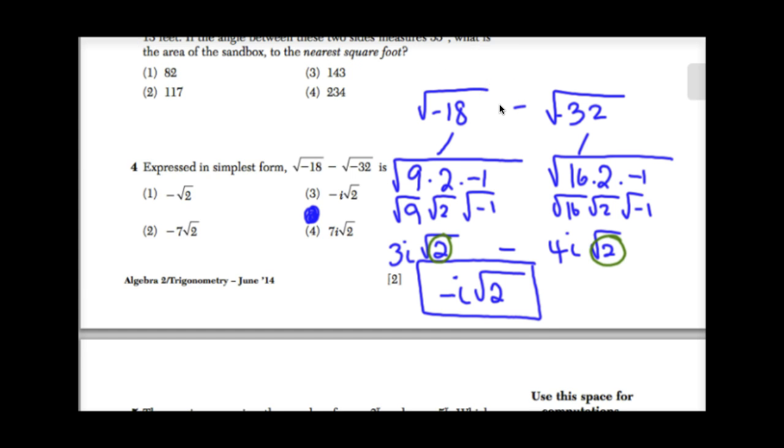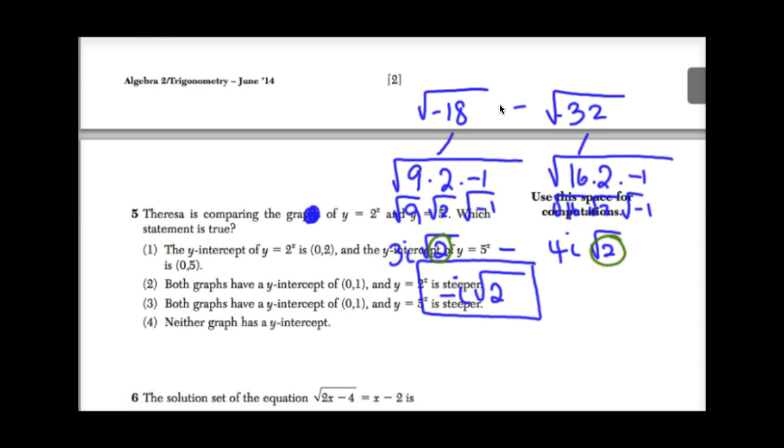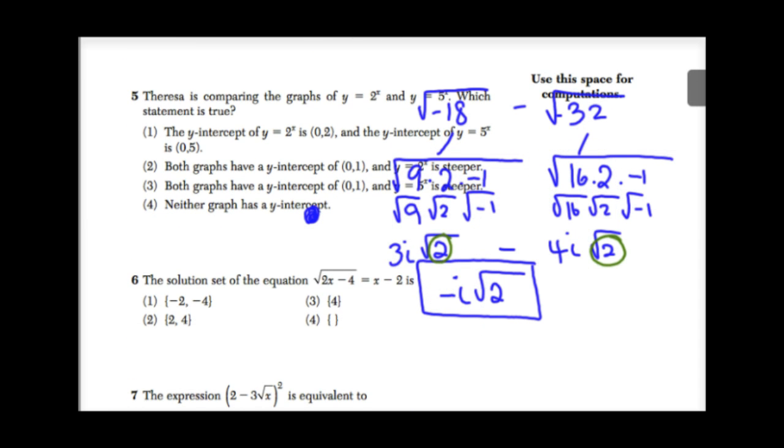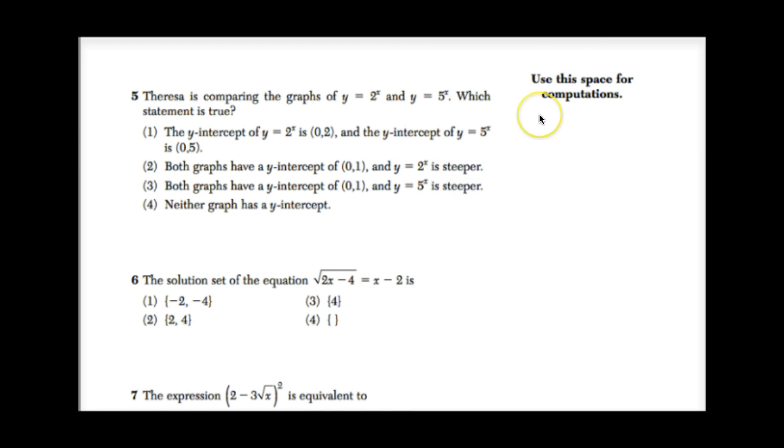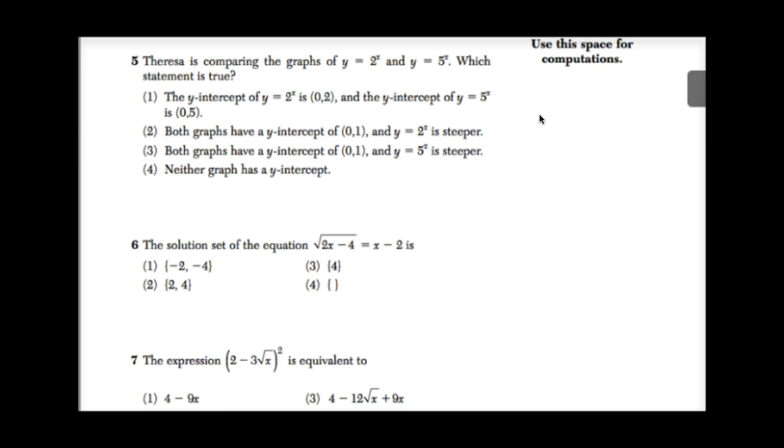Now, let's move along to questions 5, 6, 7, and 8. We did all of this before, so let me clear these off. Teresa is comparing a graph of y equals 2 to the x and y equals 5 to the x. Which statement is true? The y-intercept of 2 to the x is (0, 2), and the y-intercept for 5 to the x is (0, 5). That's not true, so we can take that out.